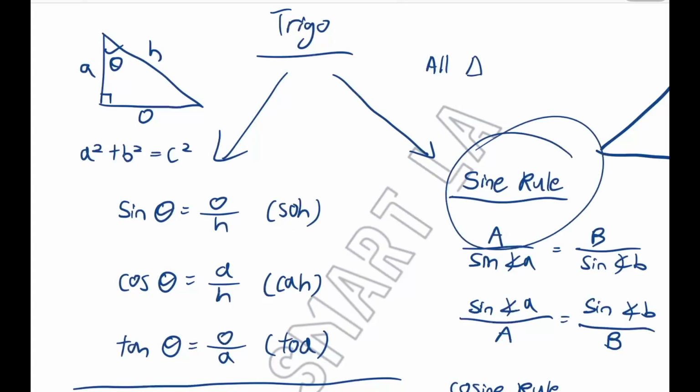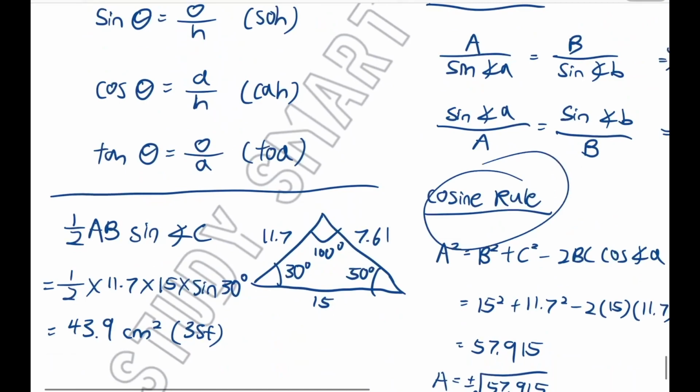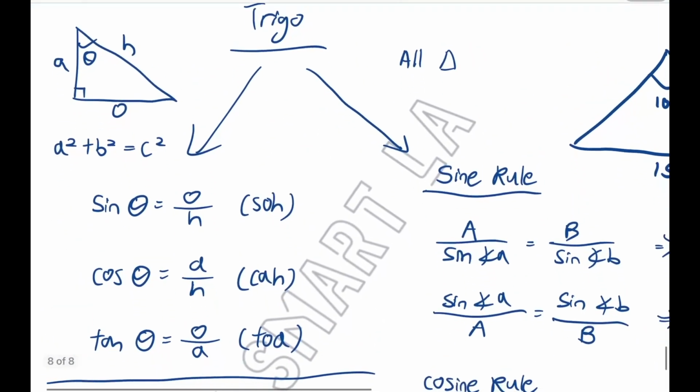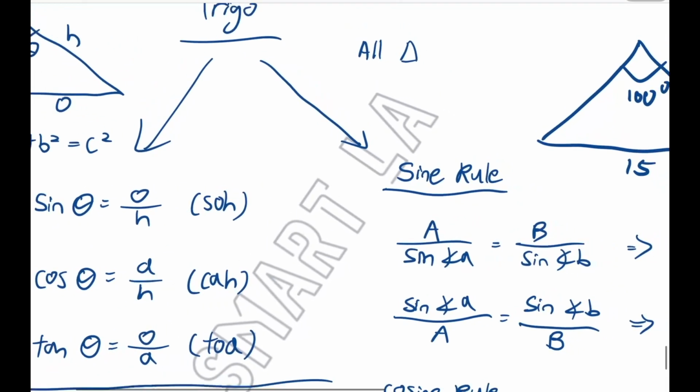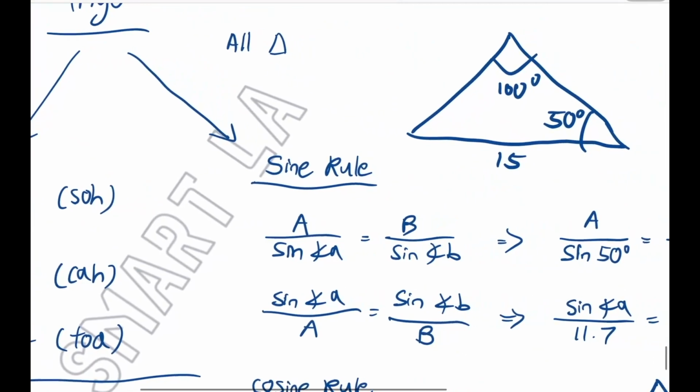So your sine rule can be used for all triangles. That's why they are forming a different branch. Your sine rule, cosine rule, as well as your half AB sine C can all be used for all triangles. So it doesn't have to be a right angle triangle. It can be used for all triangles. That's why they are forming a different branch.